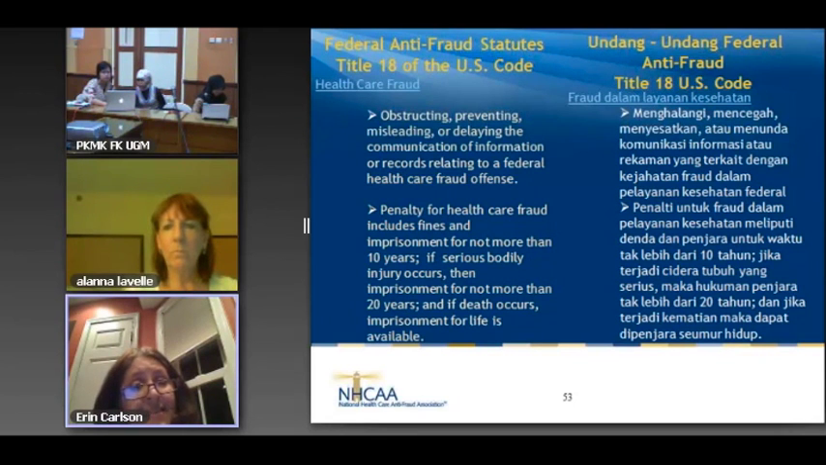The biggest thing that the HIPAA law did for healthcare fraud was increase the penalties. So the penalties included fines and imprisonment up to 10 years, which is more than anything else before. And if serious bodily injury occurs, then imprisonment for not more than 20 years. And then if death occurs, they can actually receive imprisonment for life.